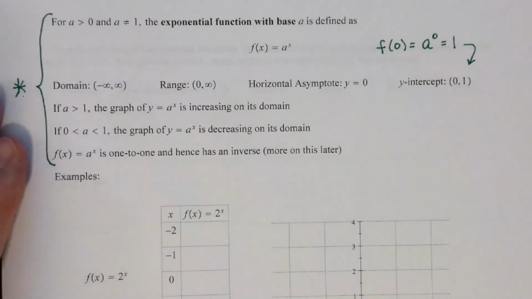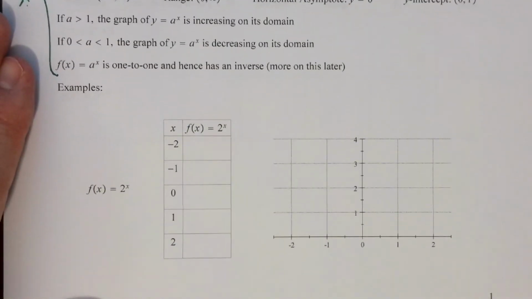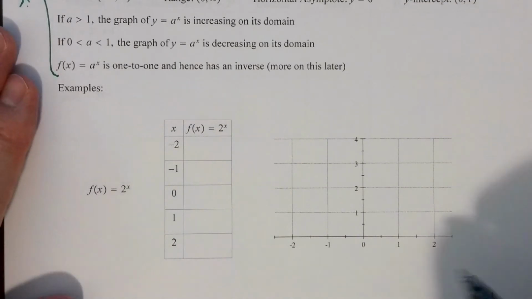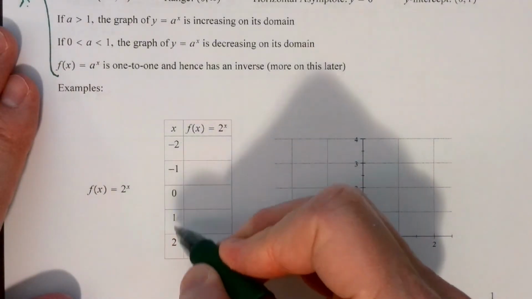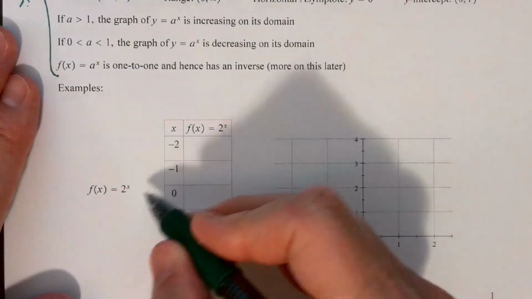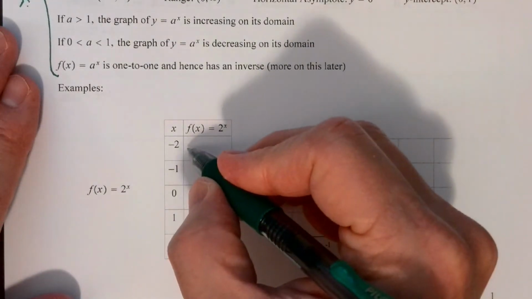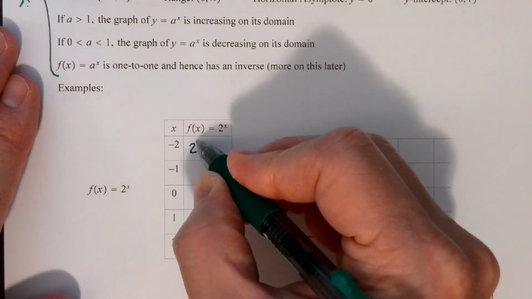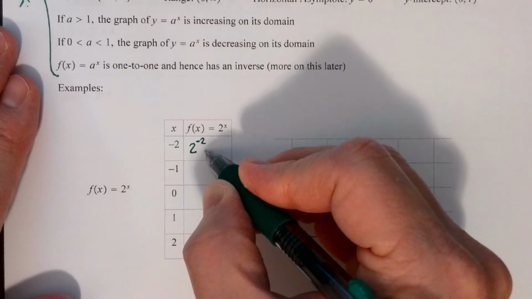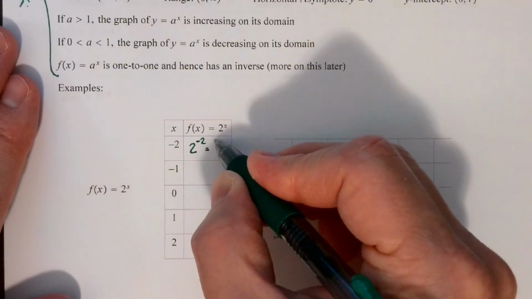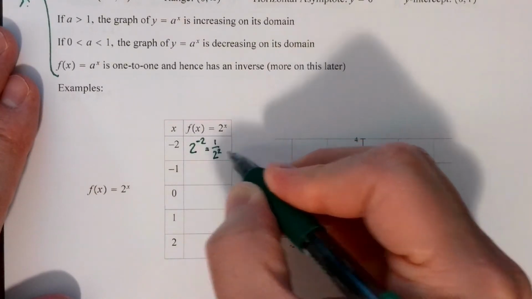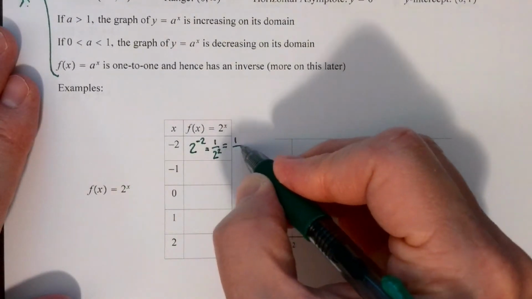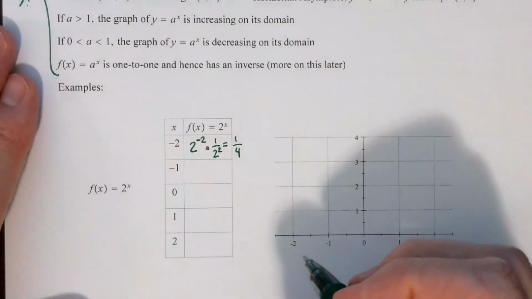Okay, let's look at some examples. We'll start with the function f of x equals 2 to the x, and let's look at its graph. I'm going to plug in some representative values from the domain and just see what we have here. So f of negative 2 is going to be 2 to the negative 2 power, right? Which is 1 divided by 2 squared, which is 1/4.